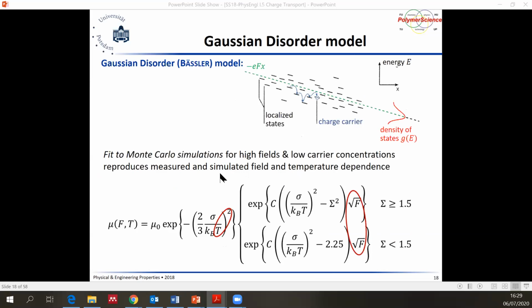And by using Monte Carlo simulations, one can yield a formula describing the electric field and the temperature dependence of the mobility of charge carrier hopping in a disordered material. So it's this equation here that actually looks a bit ugly, but it's not that bad. As you can see, it has the zero field mobility, which exponentially depends on the energetic disorder over kBT, all squared, of course.